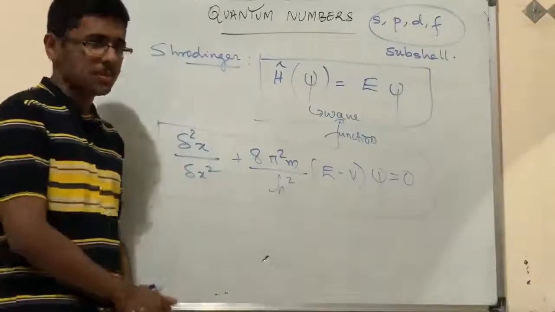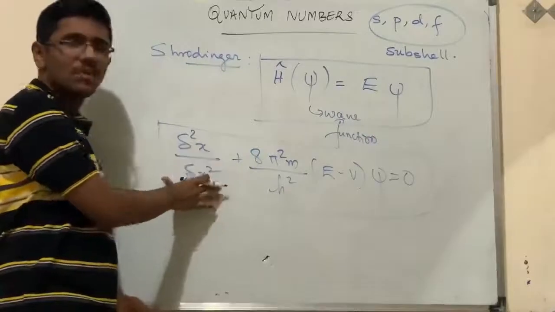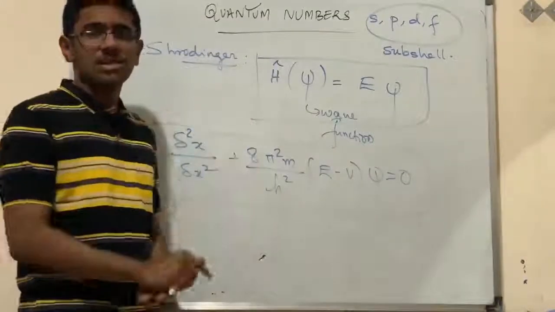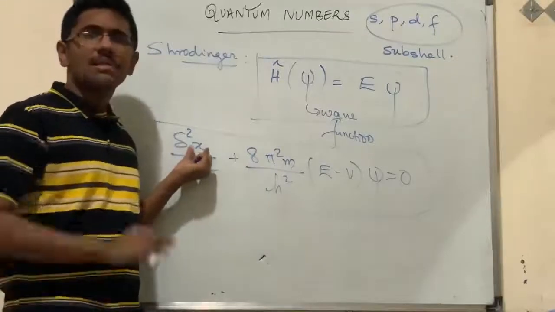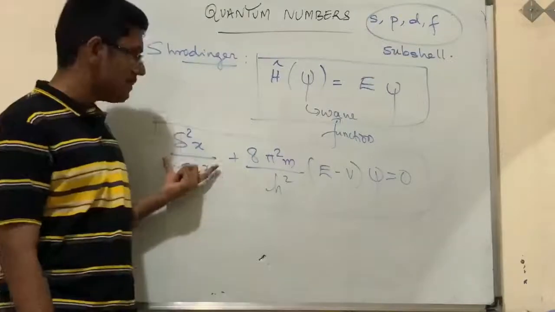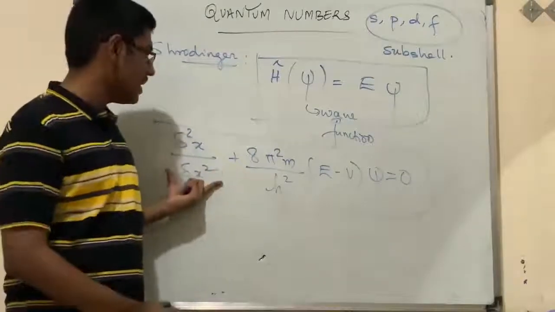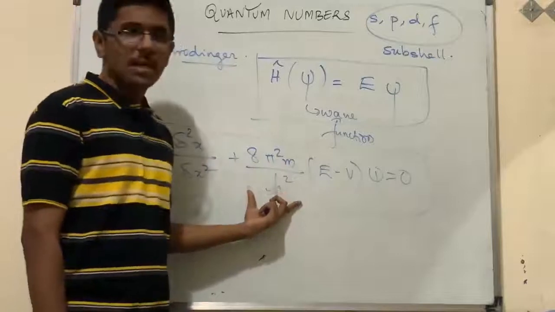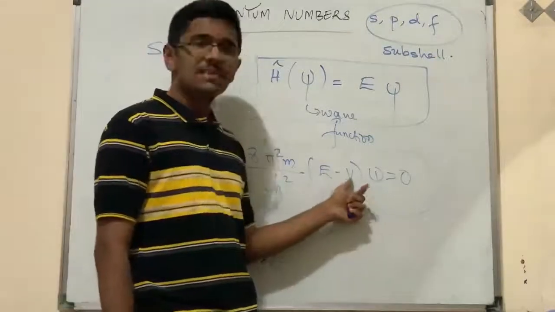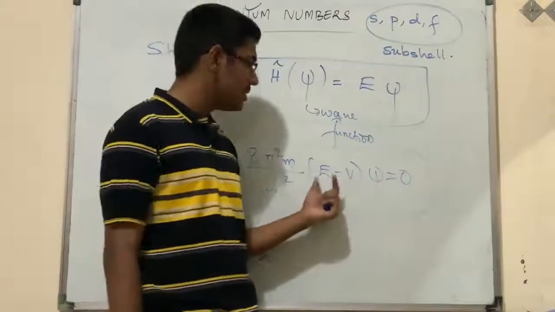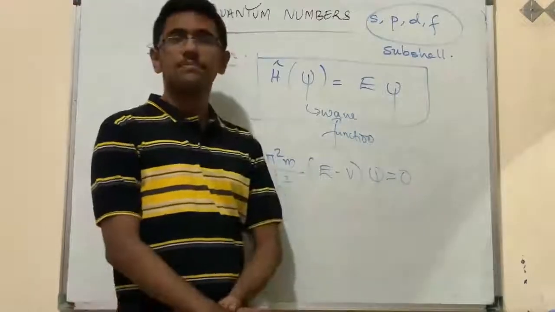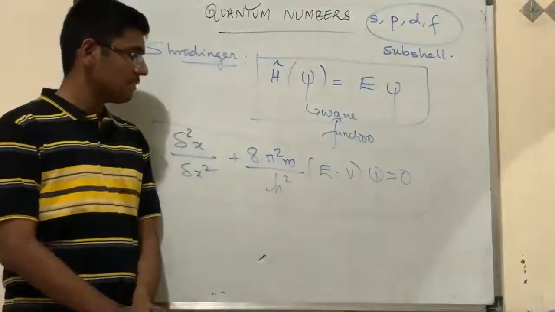What is the meaning of this expression? Delta square by delta x square indicates we are talking about the second derivative with respect to one dimension. Dimension means the x axis. So if the electron is moving along the x axis, we represent the second derivative like this. 8 pi square m by h square is a constant over here. E minus V, energy minus potential of that particular orbital. Psi is the wave function, equal to 0. This is the Schrodinger wave equation for one dimension.